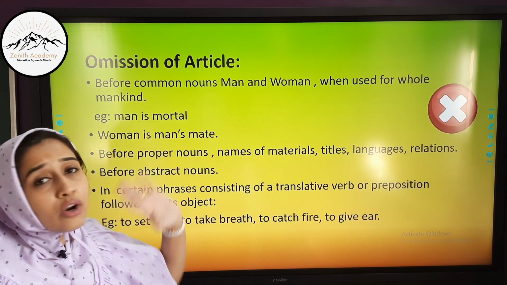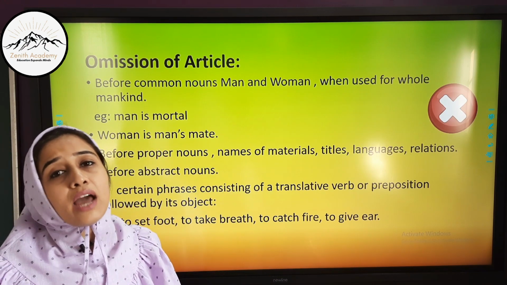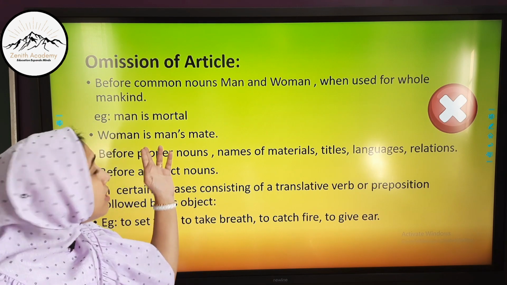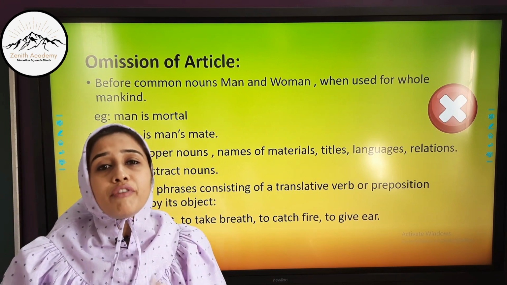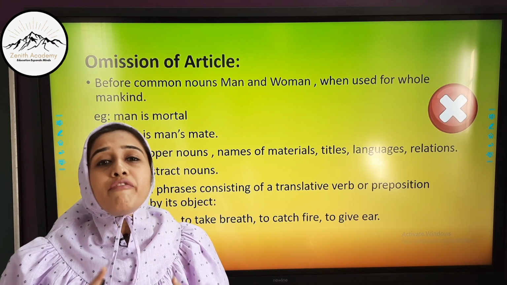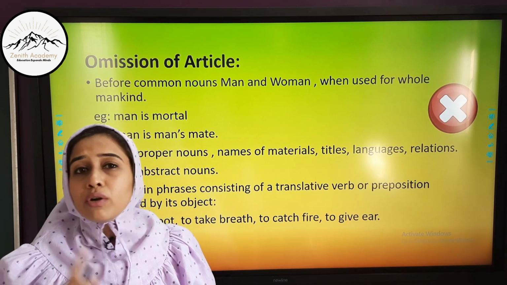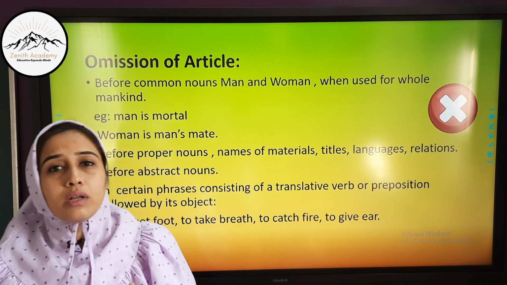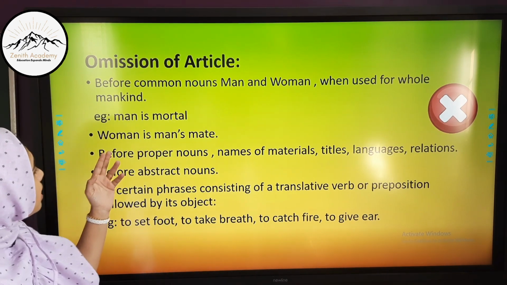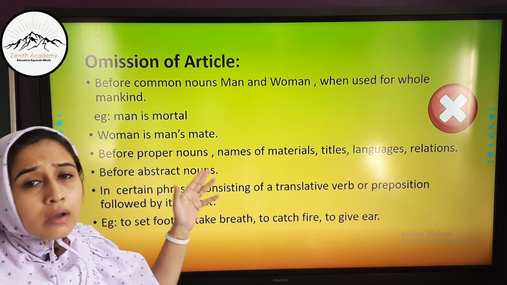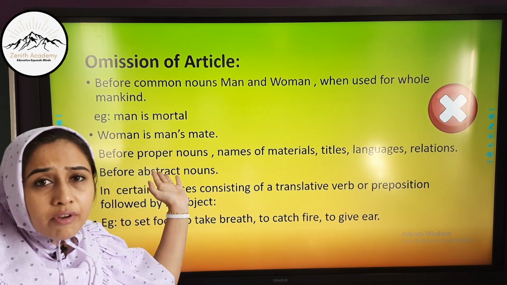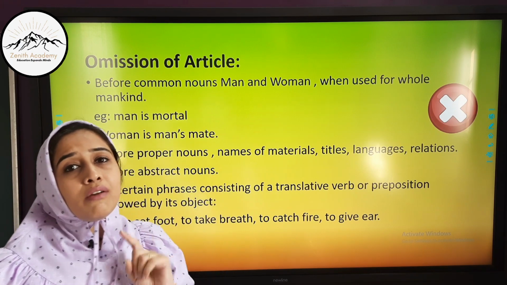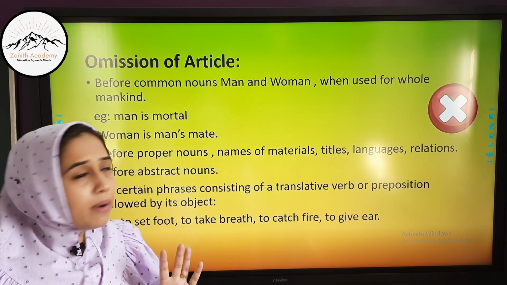So there we cannot use the articles a, an or the. We cannot say the man is immortal. If we say the man, it will refer to one particular man. If we say a man, it will also refer to one particular man. So we just have to say man is mortal. Woman is man's mate. Here we are talking about all the women and all the men. We are not denoting one single woman or man.